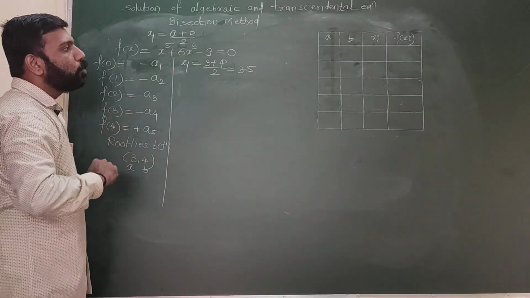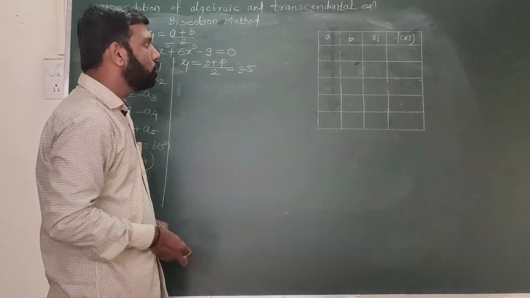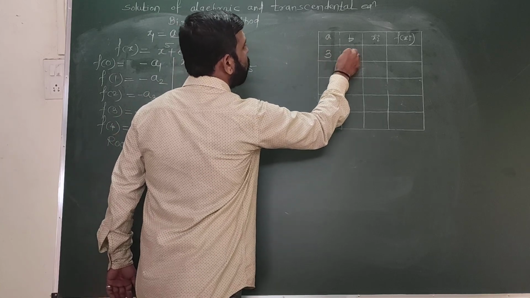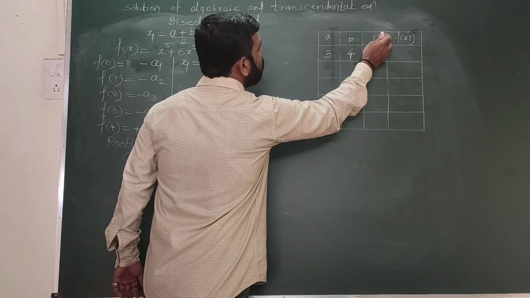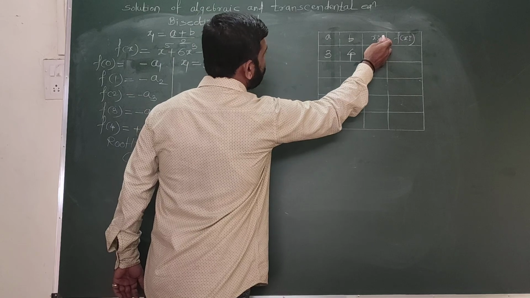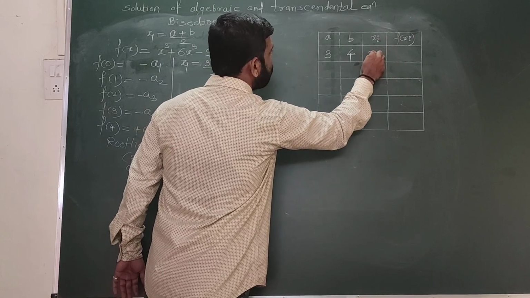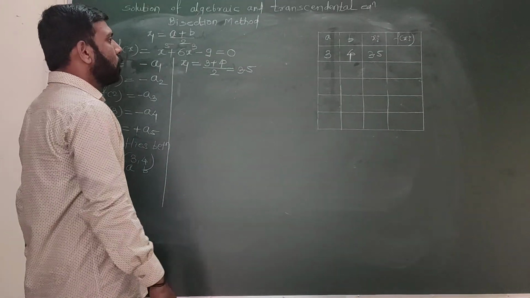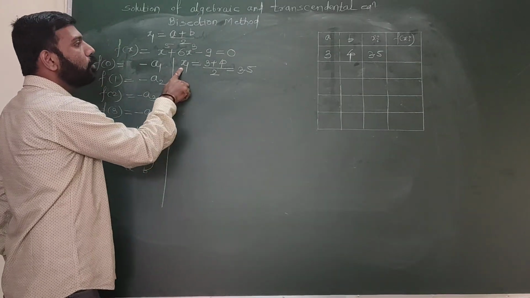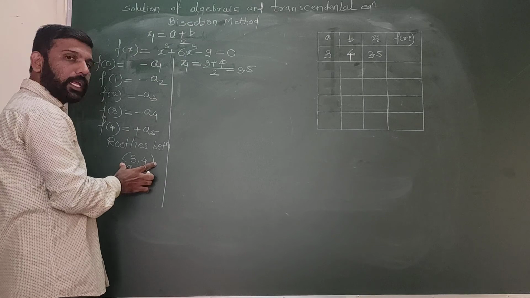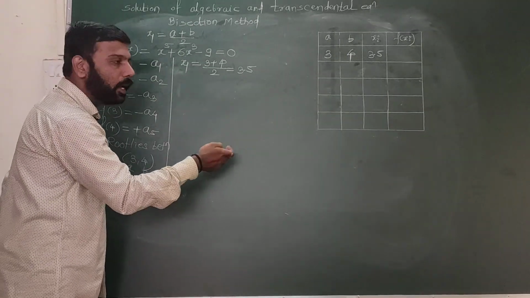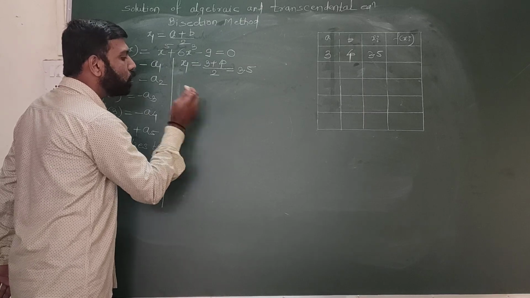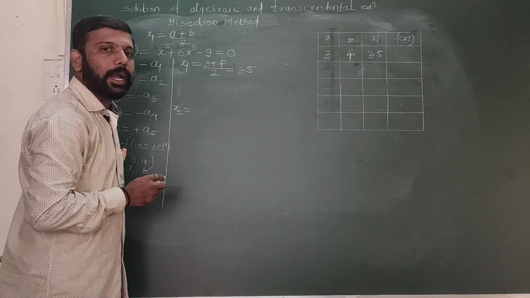Now this value we'll put in table format. We'll understand the table. A value is 3, B value is 4, and the first approximation x1 is 3.5. Next, the first interval is 3, 4. Now we have to go ahead for x2. For this x2, what are the values of A and B?